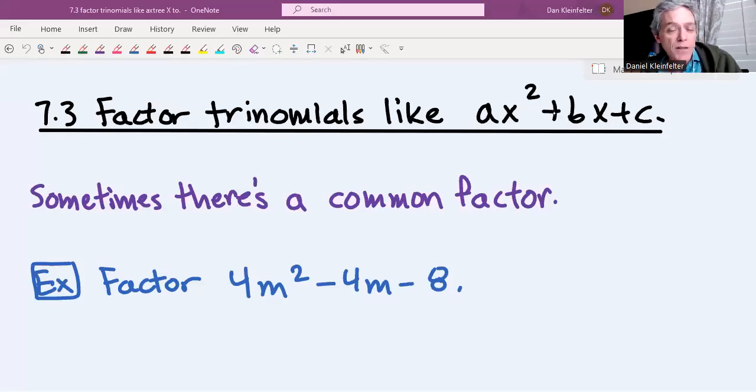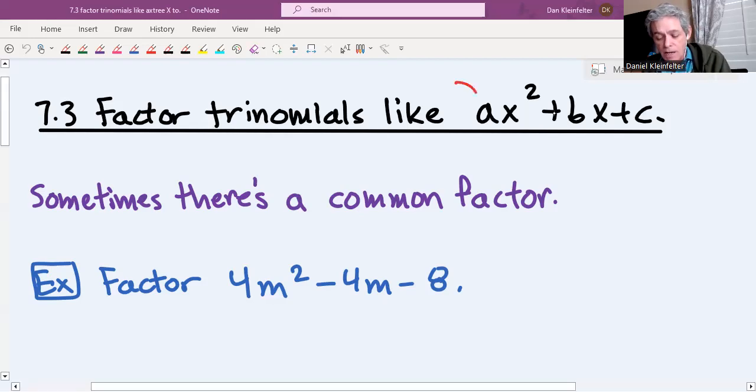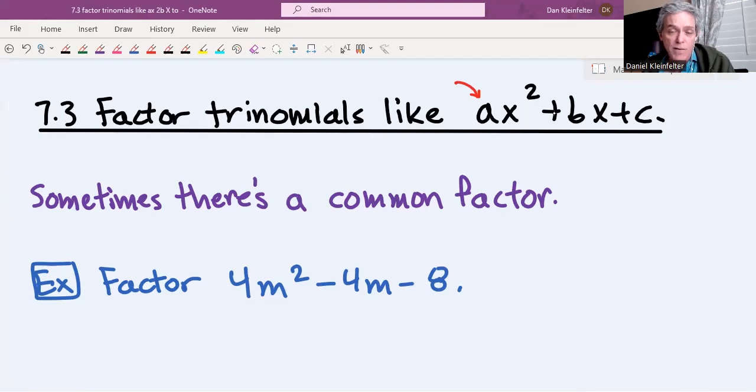Welcome back. In this video, we're going to go over section 7.3, which is more on factoring trinomials. What's different in this section is that now the coefficient of the squared term doesn't have to be 1. So how do you deal with it if it's like 2x squared or 5x squared or something like that? Previously, it was just 1x squared. So how do you deal with it if it's not like that?